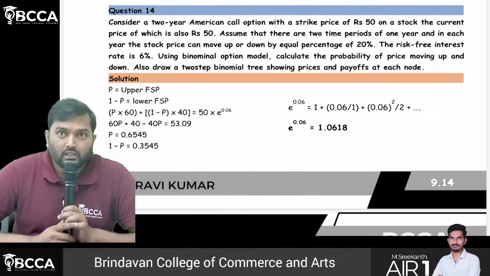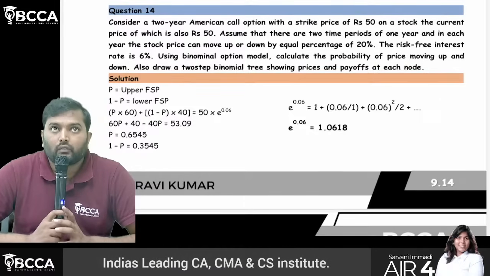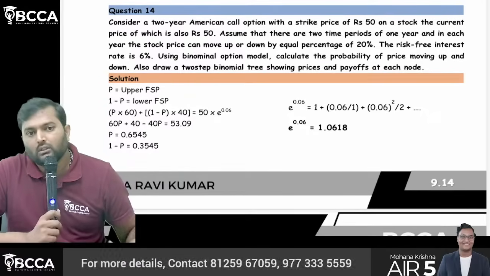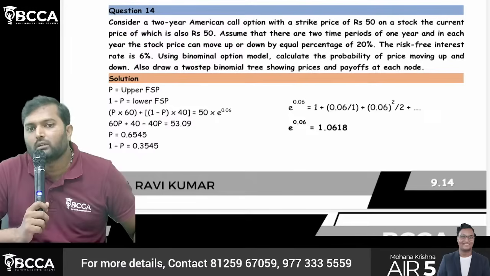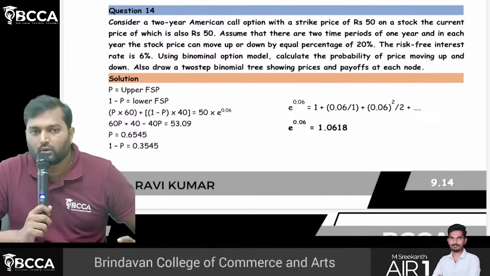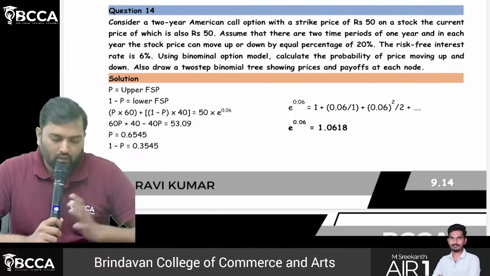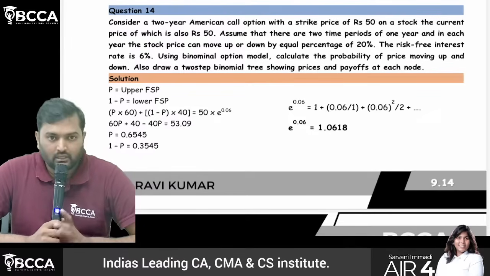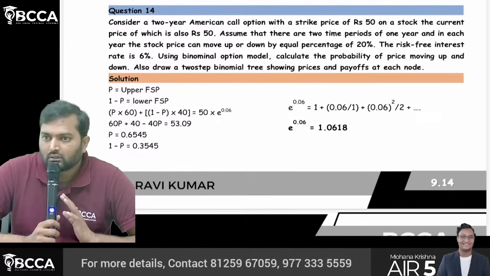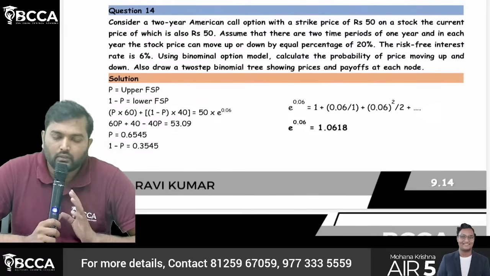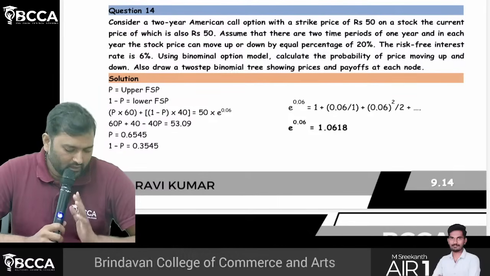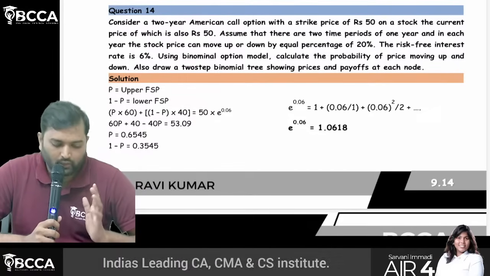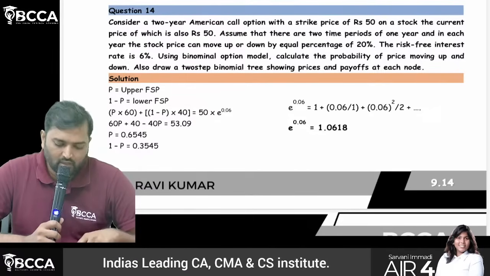Now come to question number 14. Two-period binomial model. The two-period binomial model is similar to the risk neutralization model. It was not tested in examination till date, so it is not that important from an examination point of view, but why take a chance? That's why we are discussing this concept.